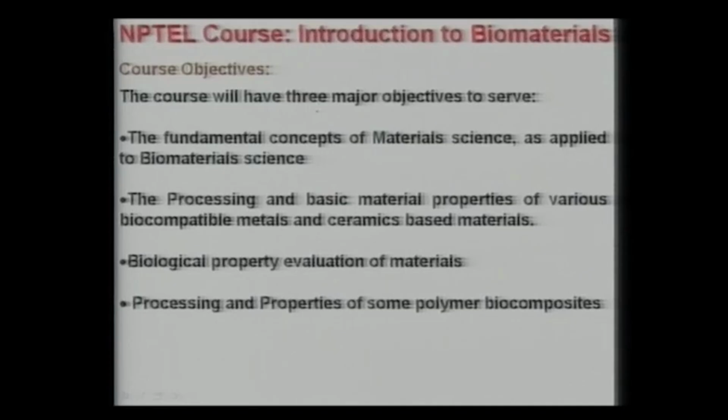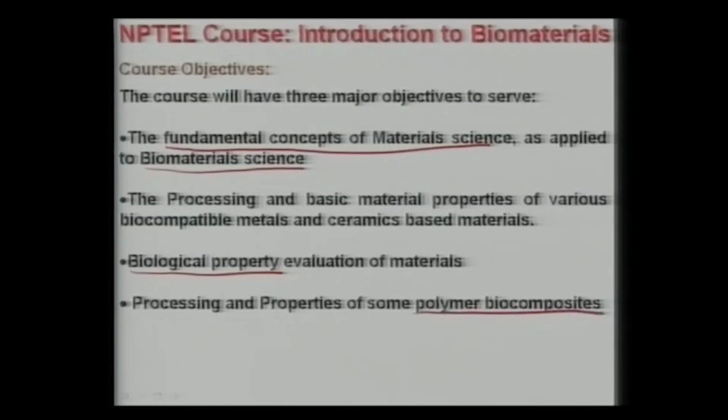First I'll go through briefly the course objectives. At the end of the course, it is expected that the students will be able to understand the fundamental concepts of material science and what is required to apply for biomaterial science. Then second, processing and basic material properties of various biocompatible metals, ceramics and polymer based materials. Third, biological property evaluation, like what are the typical biological properties that need to be evaluated to understand the potential or application of a given biomaterial. And then finally, processing and properties of some polymer biocomposites.